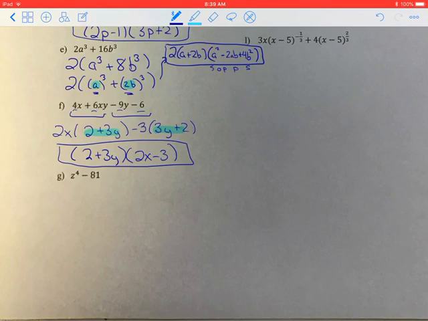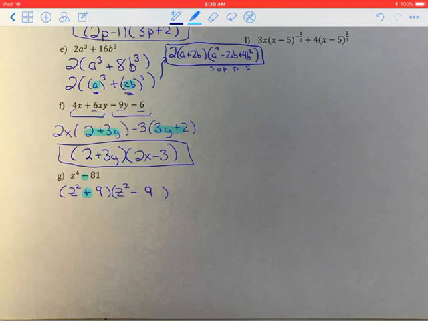All right, so let's try G. I don't have any common factors. I am seeing a minus sign here, and I have a z to the 4th. So since that's an even power, I want to think of this as a difference of squares. So the square root of z to the 4th is z squared. Square root of 81 is 9. For difference of squares, I get a plus and a minus. Now notice I still have squared terms, so I still need to go back and look at both of these.